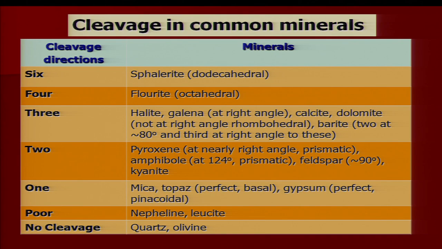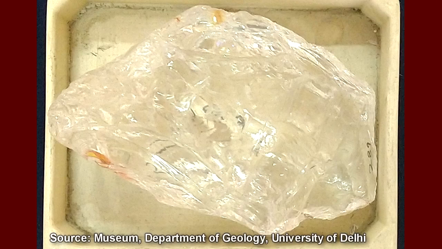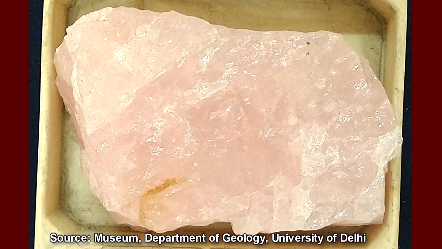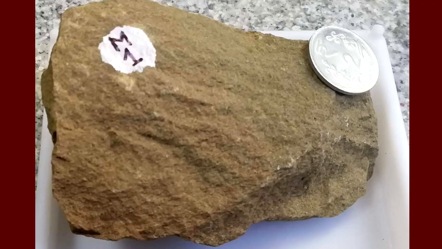And there are certain minerals where no cleavage is developed. It is not necessary that all minerals have cleavages. What are those minerals where you do not find cleavages? They are quartz and olivine. Quartz sometimes shows conchoidal fracture, but no cleavage.